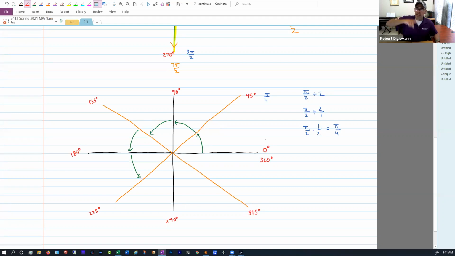Do you all agree that the counting of the angles in degrees is fairly simple? You're just adding 45 in each case. It's the radian ones that get people. So let's try it with radians.